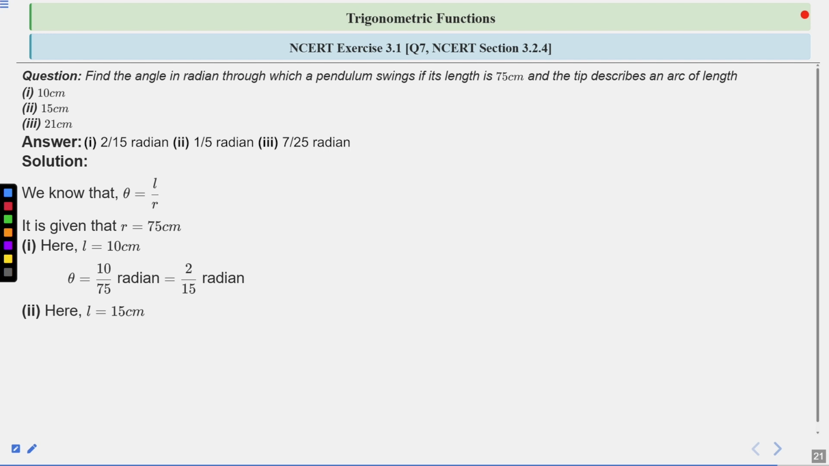Now let's see part 2. Here L is equal to 15 centimeter. So theta will be equal to 15 upon 75 radian, which is equal to 1 by 5 radian. So for part 2, it is 1 by 5 radian.